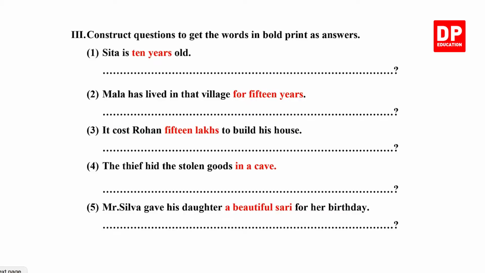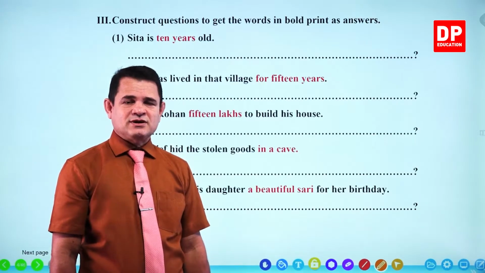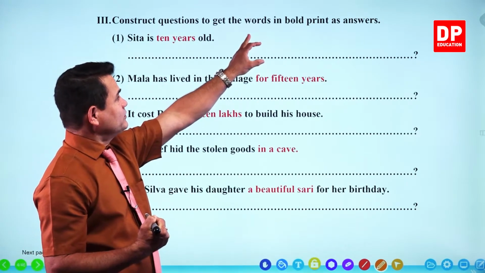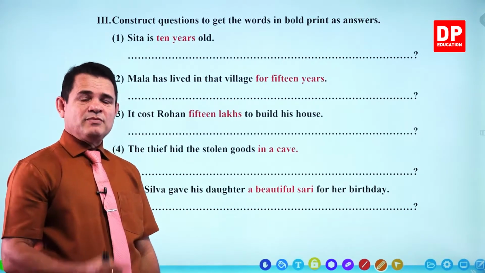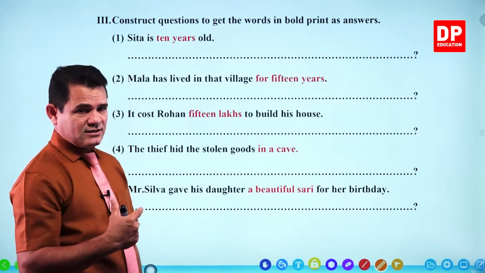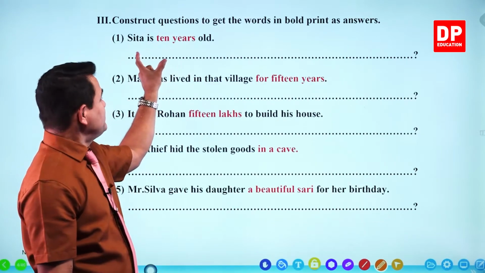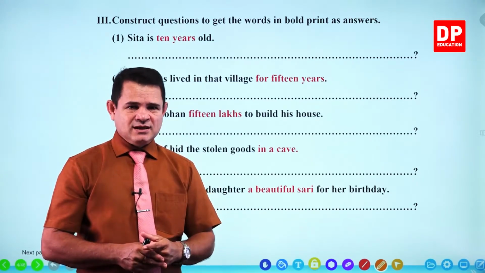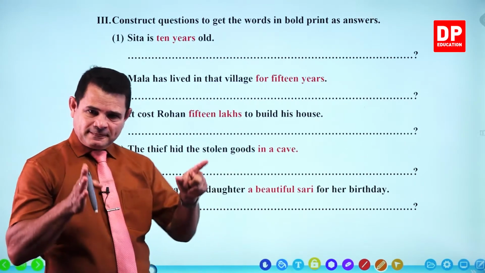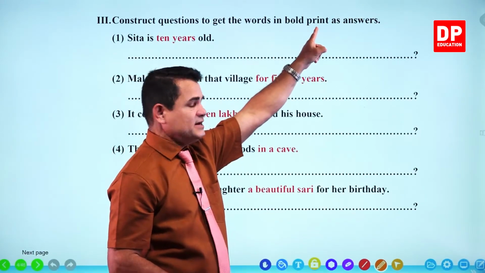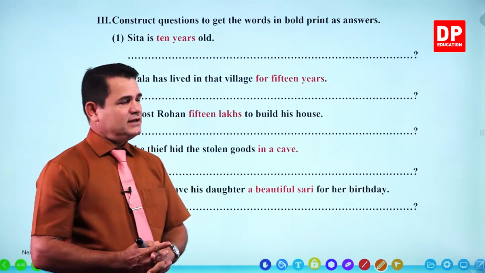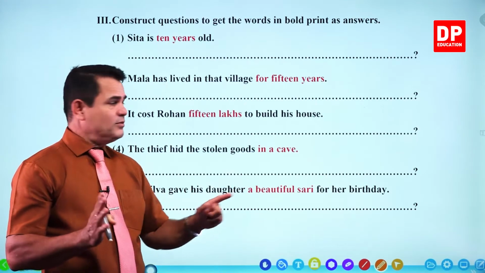Next question: construct questions to get the words in bold print as answers. Bold print means the part written in thick black letters should be the answer. I have just highlighted those words in a different color so that it is very clear to you. In your paper, the parts shown here in red are in bold print. So that's why we call it bold print. Now let's see, we earlier also discussed how to form questions.